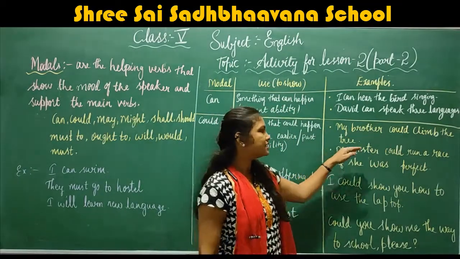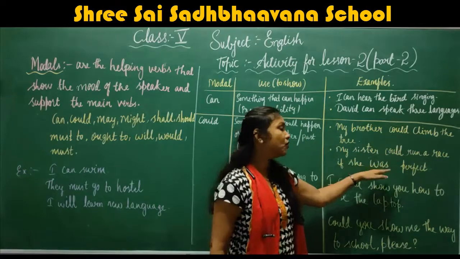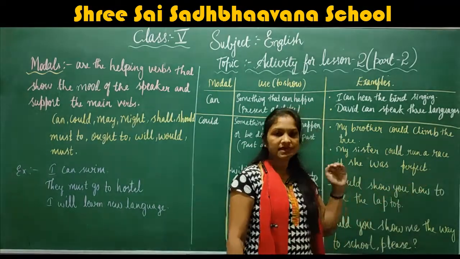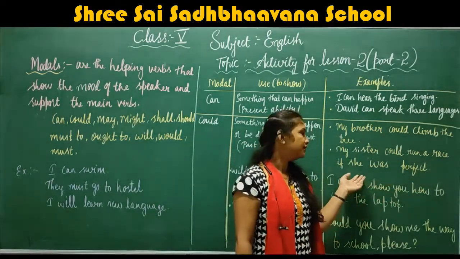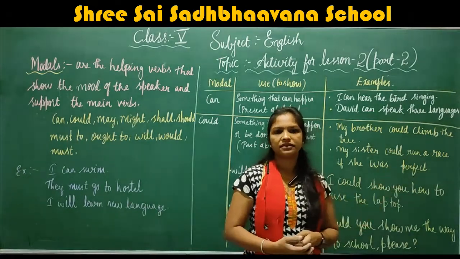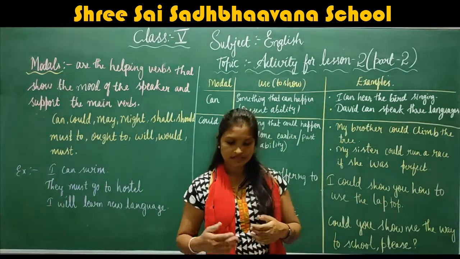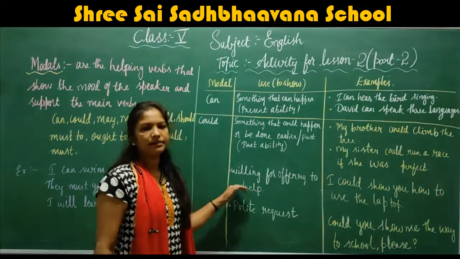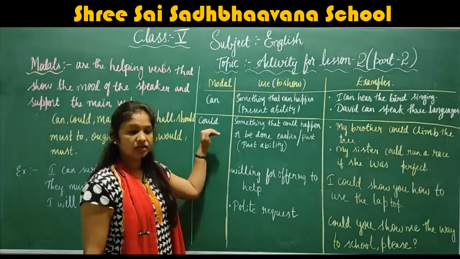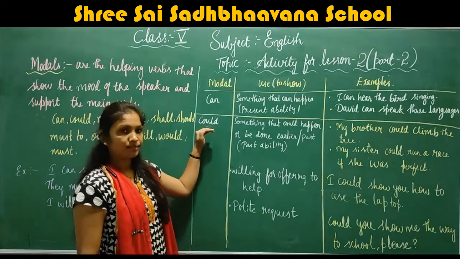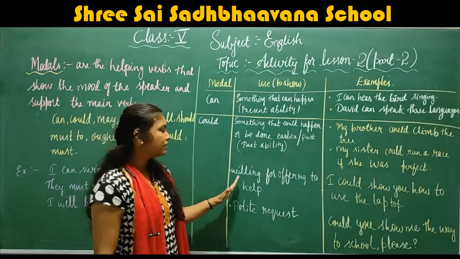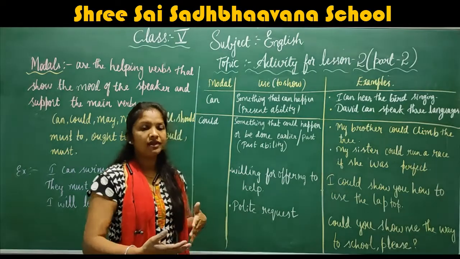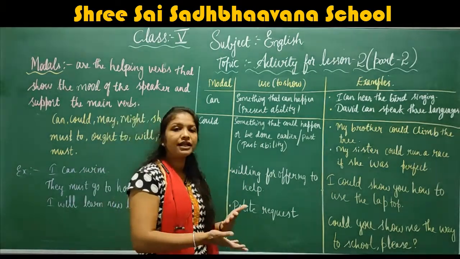Okay, now next, my sister could run a race if she was perfect. You understand, children? Yes, now next. Here, willing for offering to help. In the same could section, we will learn how to frame a sentence when we are offering help to another person.